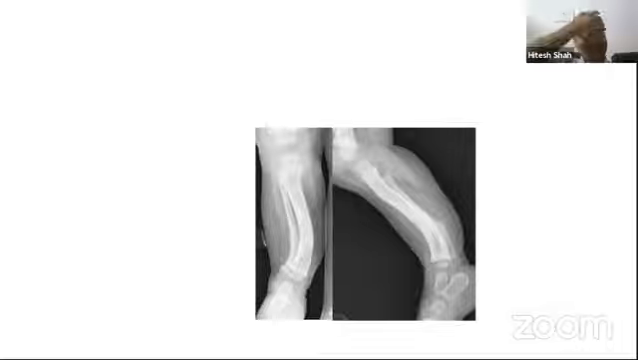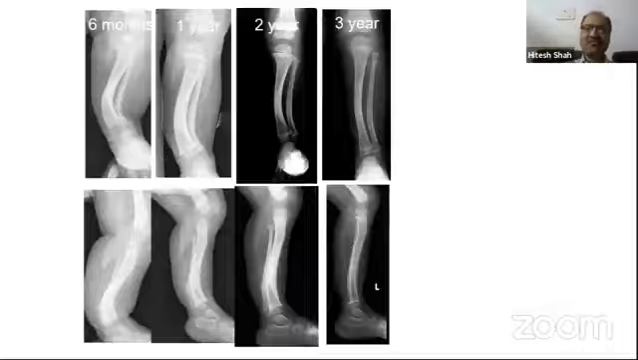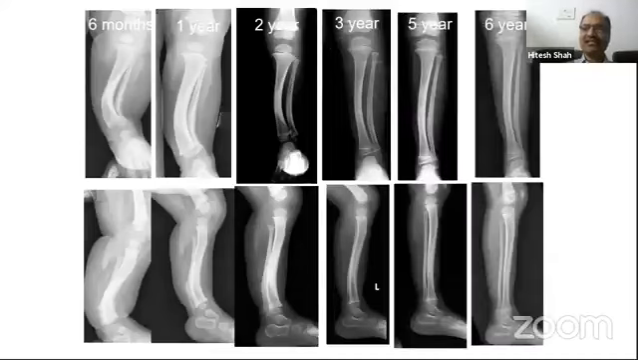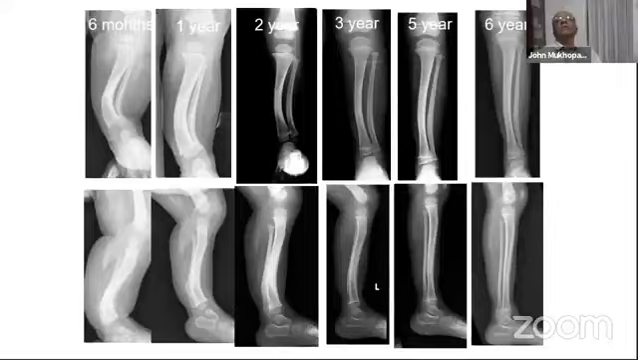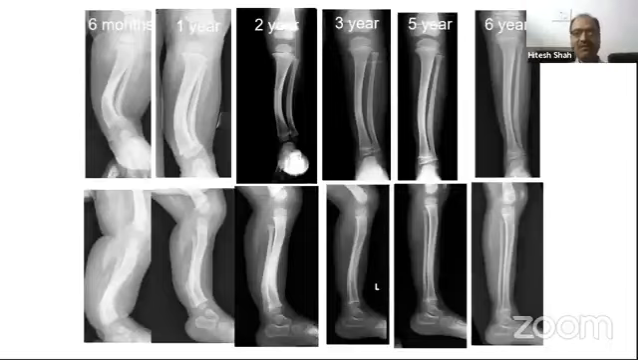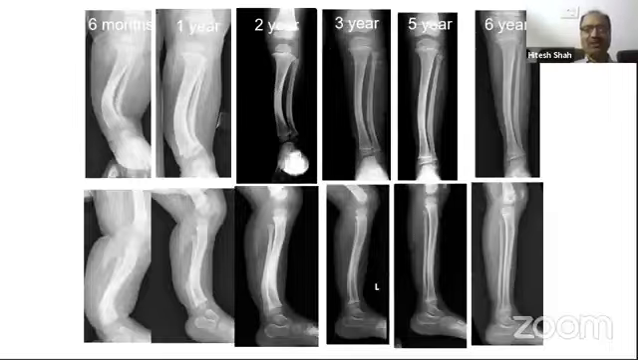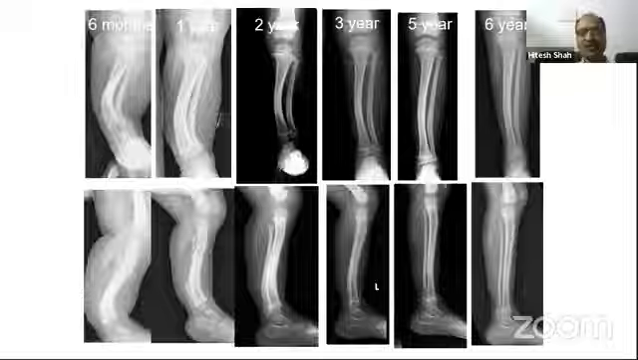It could be more or less. Yeah, the natural history is like that. If you see the child, it gets corrected. We are fortunate to see some patients on long-term follow-up. From 6 months, the same child gradually straightens up. And this is the most striking part of congenital posteromedial bowing of the tibia. It doesn't require any intervention other than the sole raise.